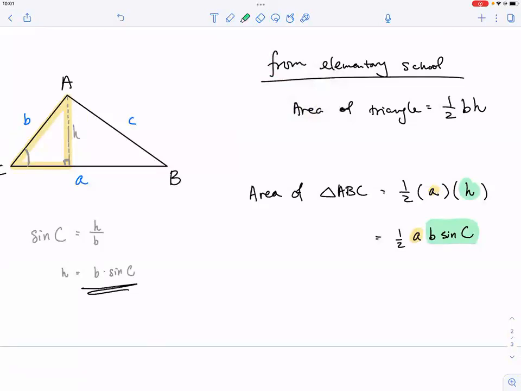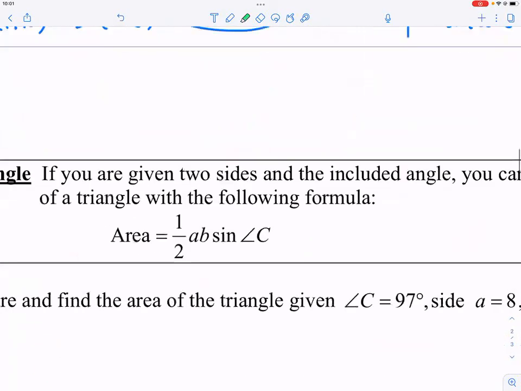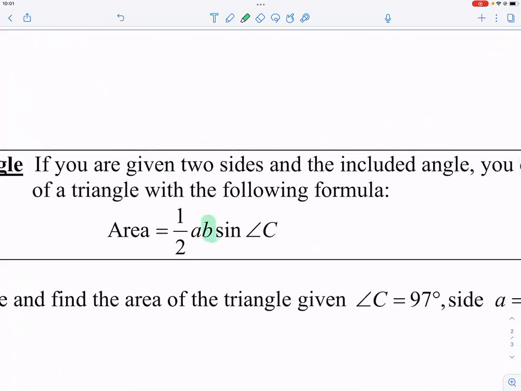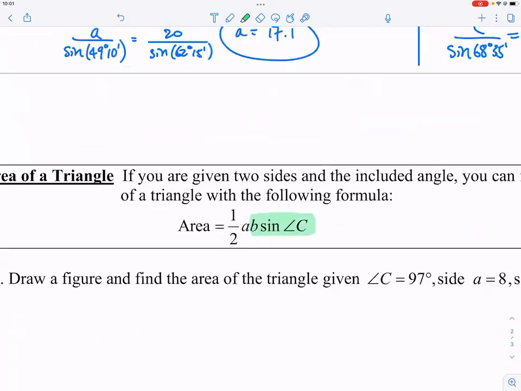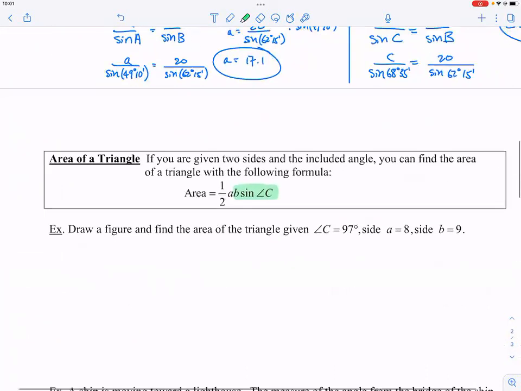So I want you to see that this new equation is not really anything new. It's just that when you are not explicitly given your height, we can use this equation. This equation is basically telling you that this part is essentially your height. So you still have base times height.